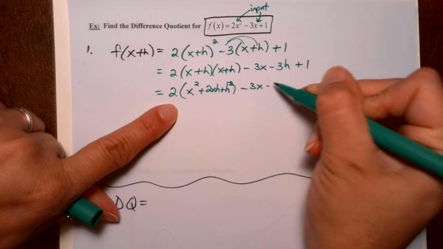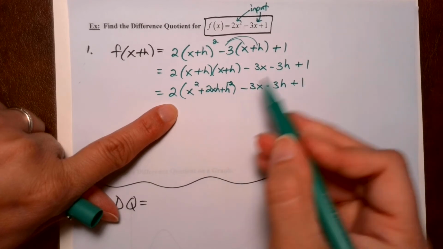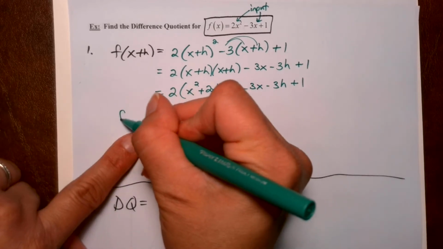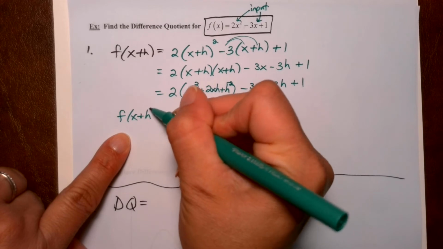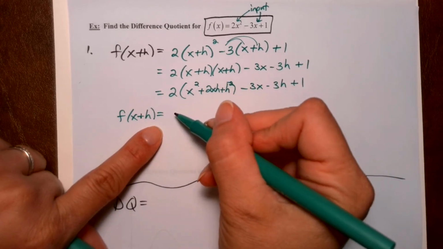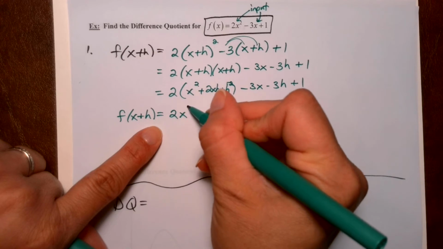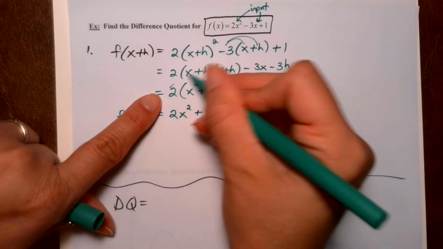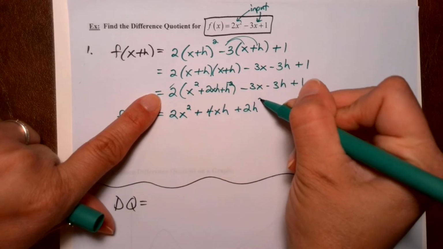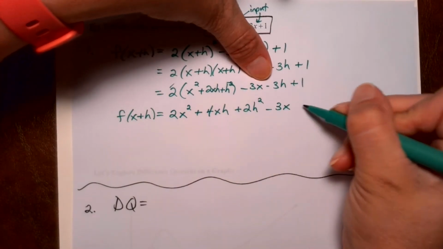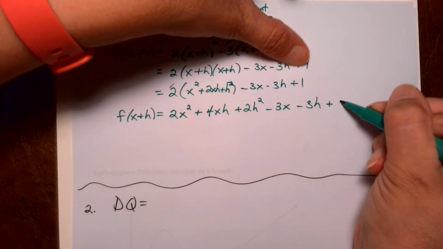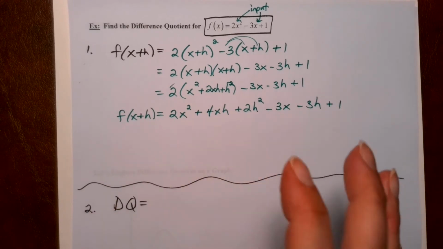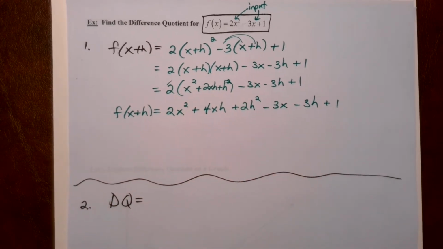Let's write down the rest of the expression. You don't ever want to lose part of it. And finally, we'll distribute the 2. So what does f of x plus h make? It makes 2x squared plus 4xh plus 2h squared minus 3x minus 3h plus 1. You could see why I suggest doing f of x plus h first. That is the bulk of the work right there.